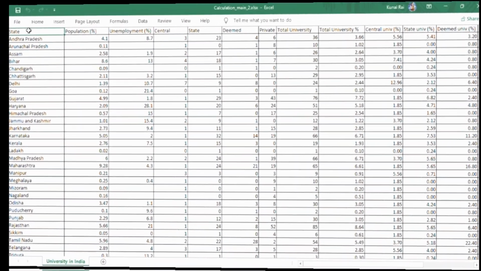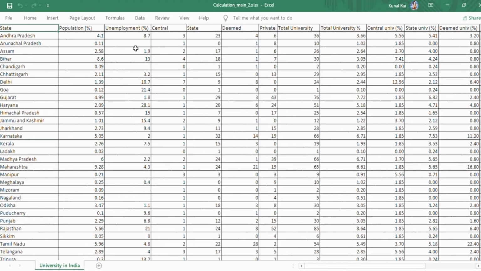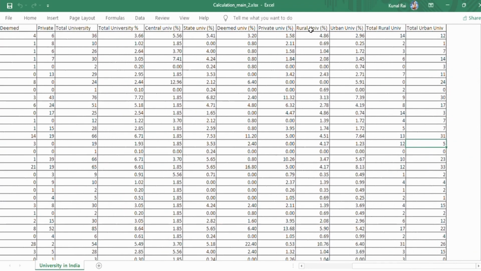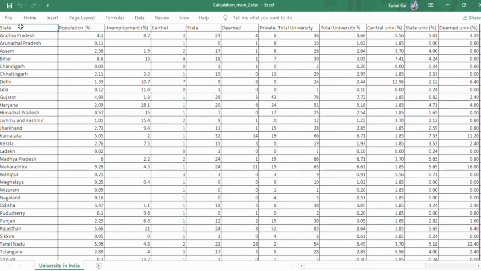In the final data preparation step, I have gathered the population data for each state in percentage. This you can call national share for population. Then I have put together the unemployment data in percentage for each state, and finally I have calculated the total university count and then converted this into percentage for each state, which is national share for university. We can also observe that I have calculated the urban and rural data and its respective percentage.